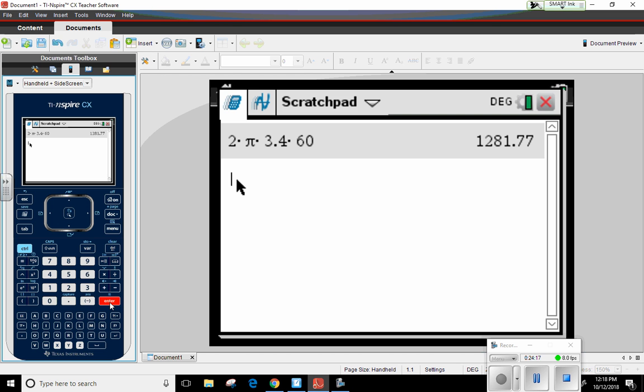1,281.8 inches every hour. Okay, that's the distance that the tip of the second hand is traveling within that time period. And that makes sense because when you really think about it, it only takes a minute to do a full revolution. So it's doing 60 revolutions every hour.